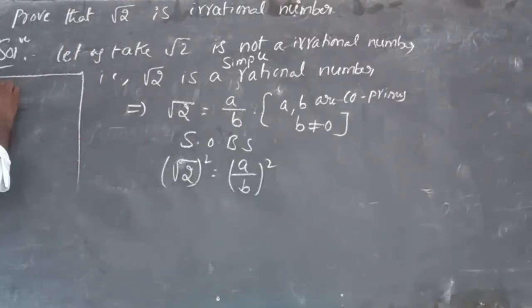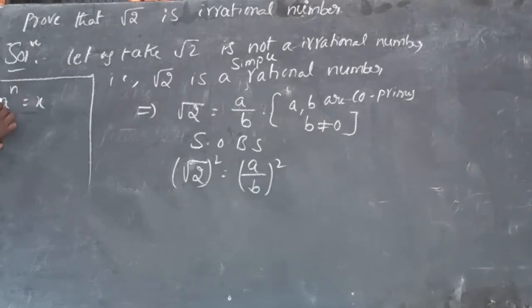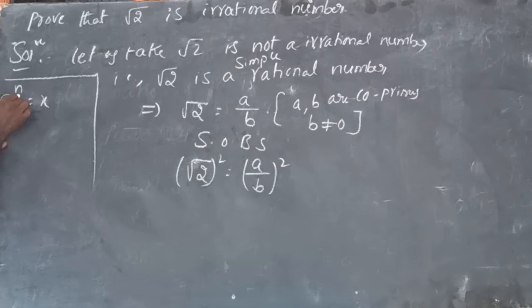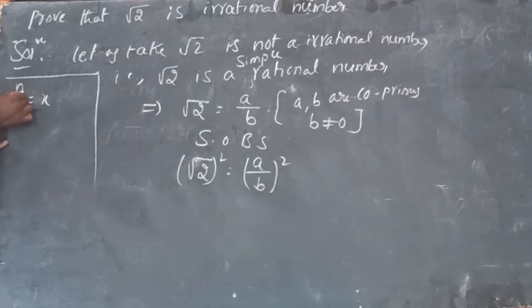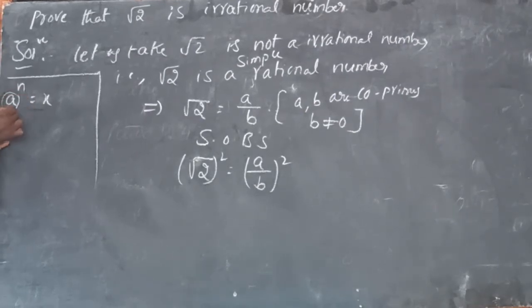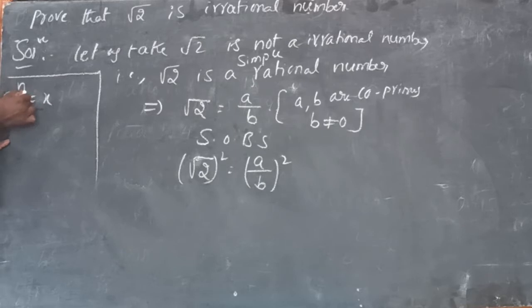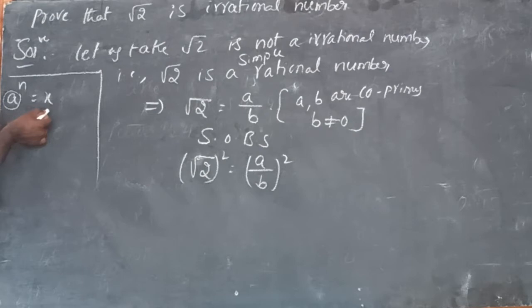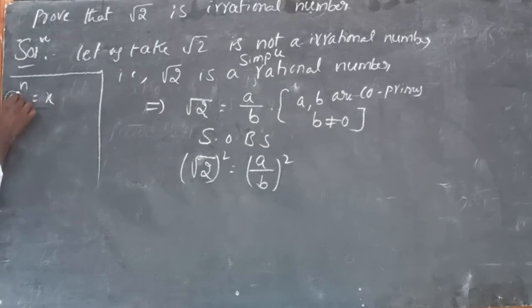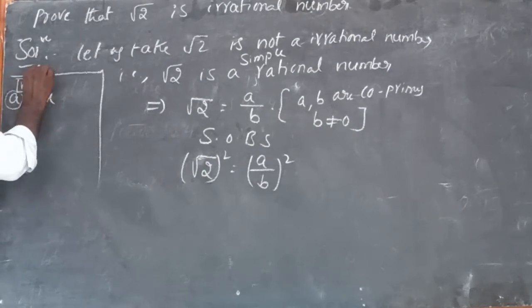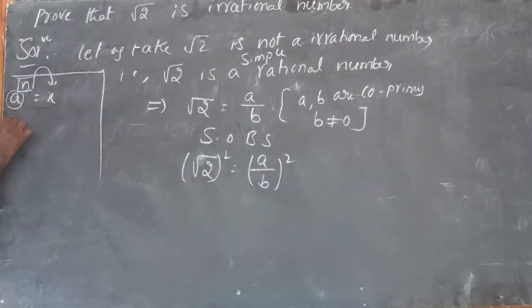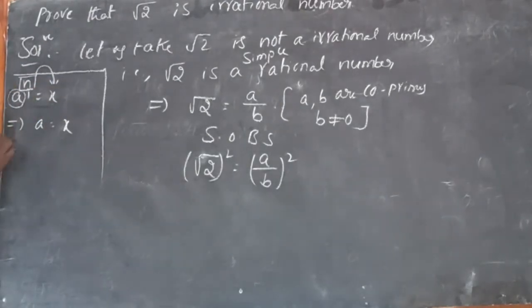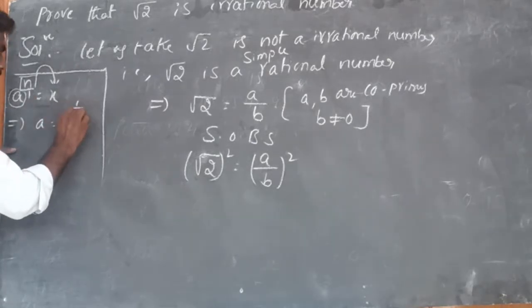Here, a power n is equal to x. A power n means what? A is the base, n is the power. That means the power indicates how many times the base is multiplied. That means a is multiplied how many times? n times. We can get one number. The number is x. Okay, this n goes to the right side. It becomes reciprocal. That is, a is equal to x power, n becomes 1 by n.